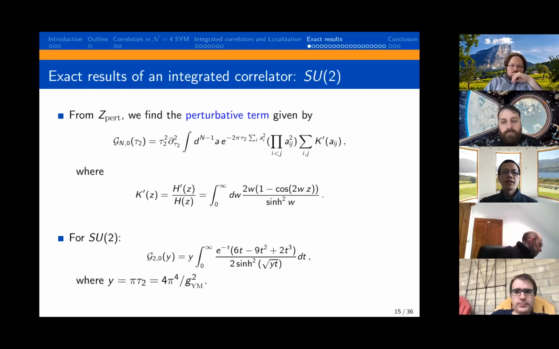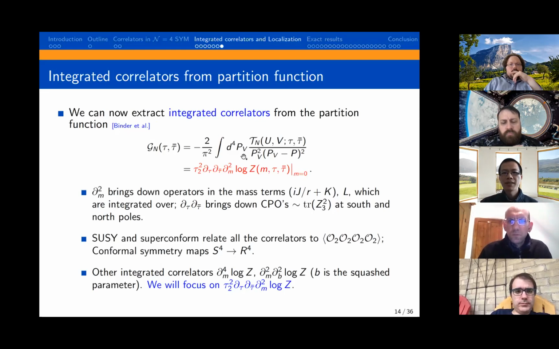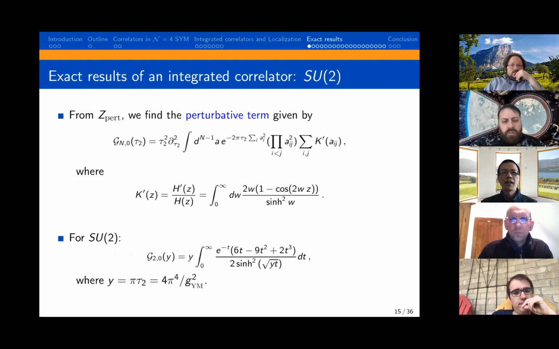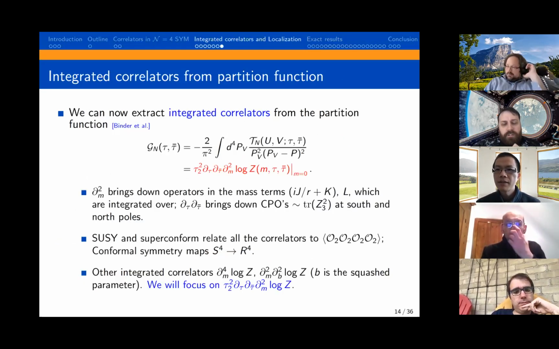Great. Okay. So let's be concrete. First, let me begin by computing this object perturbatively, in the sense that I take the perturbative part.